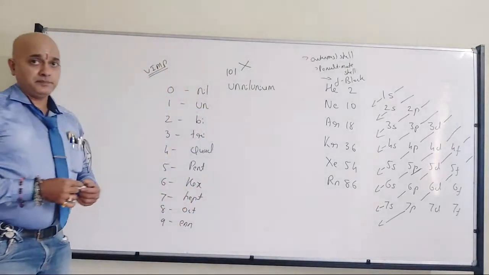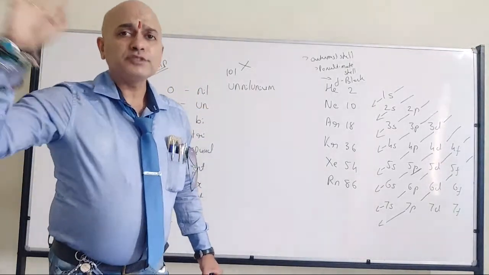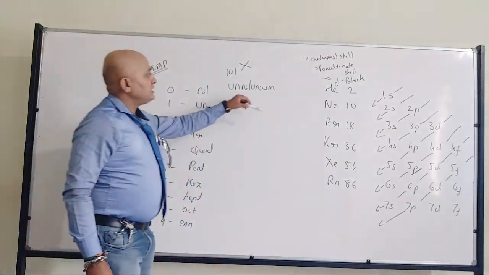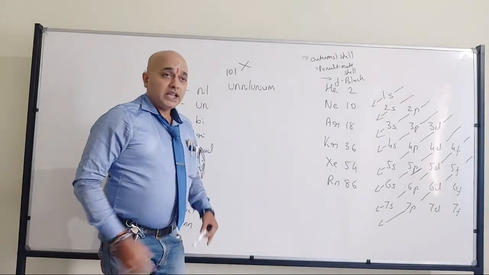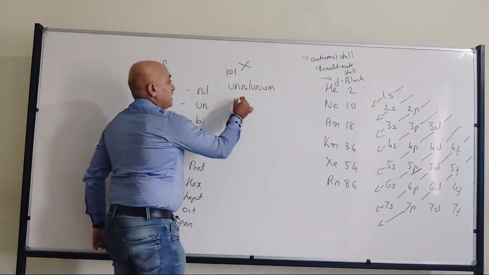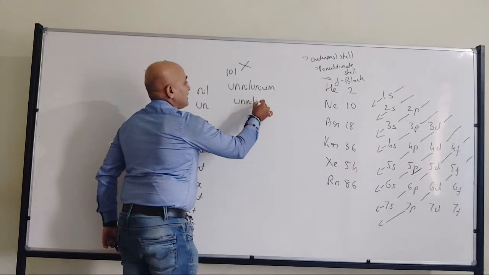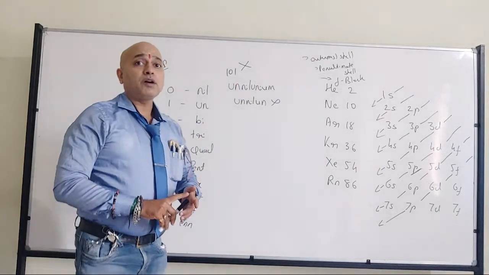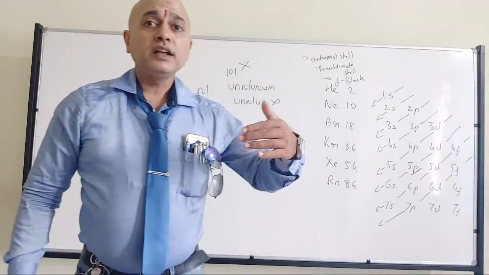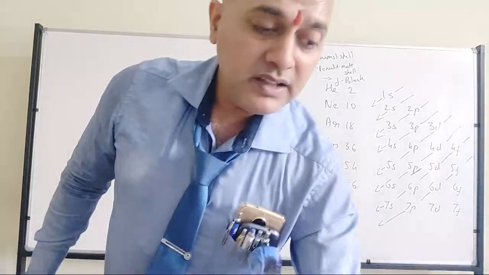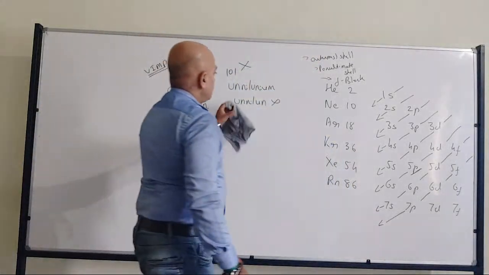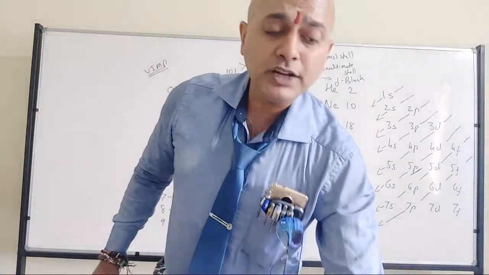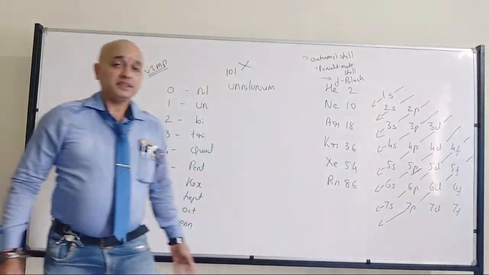Un-nil-unium. So at the end, ium should be there. Un-nil-unium. Some students will write un-nil-un. No, this is wrong. It's not a complete name of the element. Always you should end up with ium. Okay? So un-nil-unium should be the name of the element with atomic number 101.